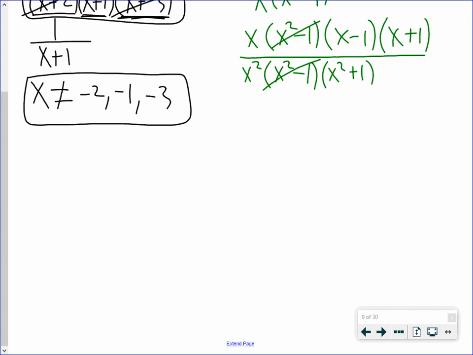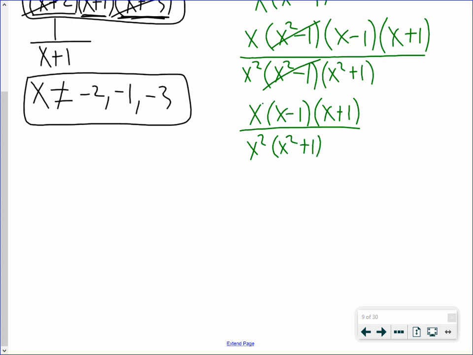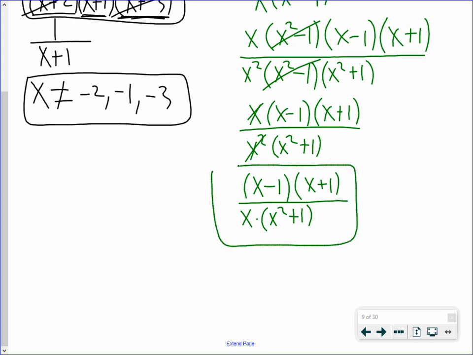So let me go ahead and rewrite this. I have x times x minus 1 times x plus 1 all over x squared times x squared plus 1. And the only thing left to cancel out are these x's, one from the top and one from the bottom. So I'm left with x minus 1 times x plus 1 on the top, and x times x squared plus 1 on the bottom. The x squared plus 1 cannot factor out. There's no sum of cubes. So this is our simplified rational expression.